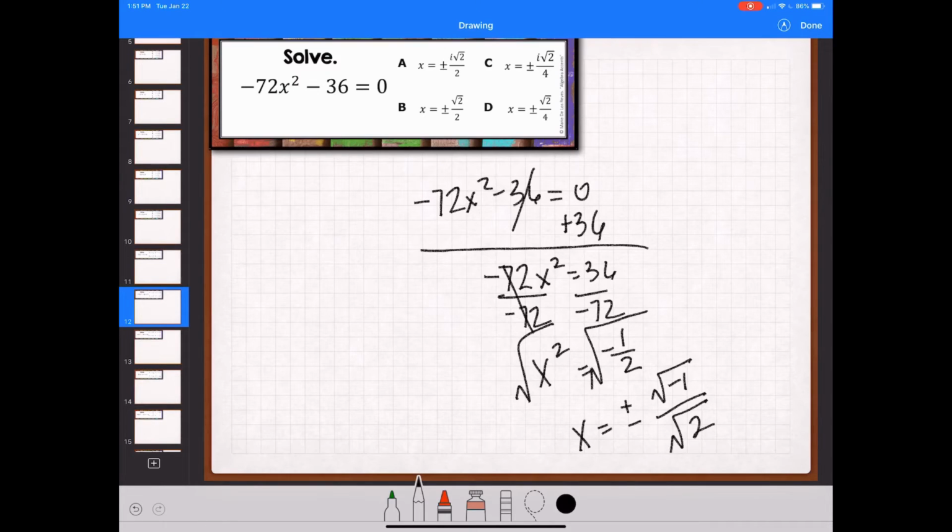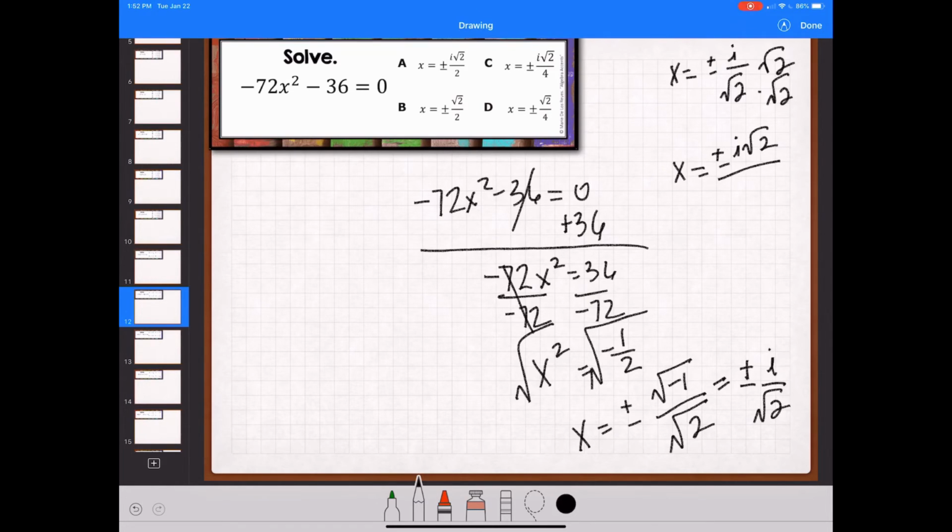Positive and negative radical negative 1 over radical 2. So this is really positive and negative i over radical 2, but that's not simplified yet. So let me rewrite it up here. i over radical 2. I have to rationalize the denominator, so I'm going to multiply by radical 2. So that gives me i radical 2 in the numerator, and radical 2 times radical 2 right here is radical 4, which is the same thing as whole number 2. So that would be my final answer.